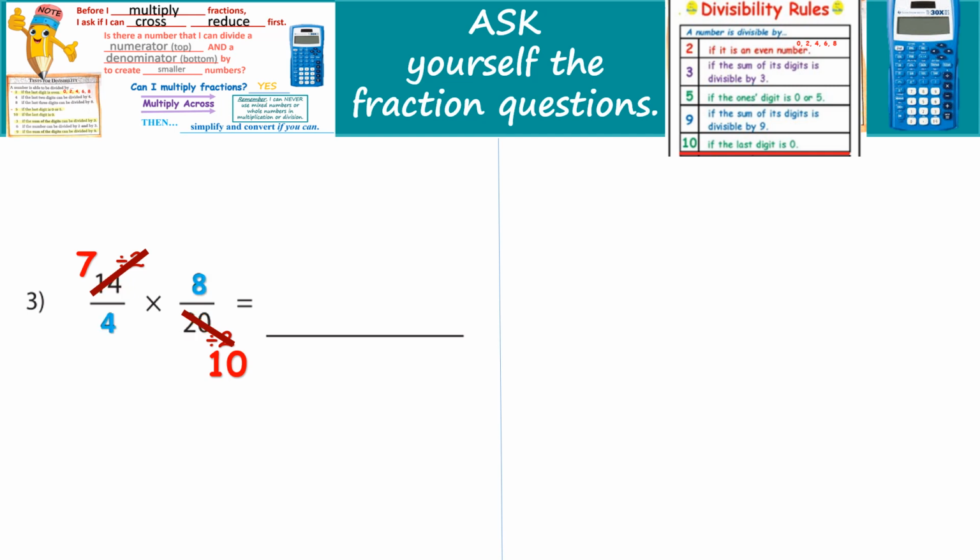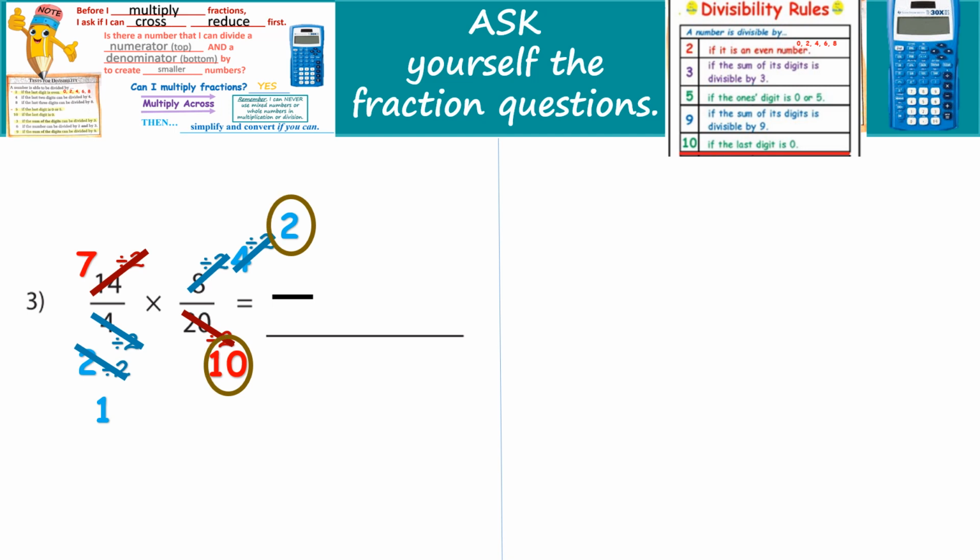All right. What about 4 and 8? Well, 2 will go into 4s. They're both even. So 2 goes into 4 2 times, and 2 goes into 8 4 times. But those are both even, so I need to reduce those by 2 again. So 2 will go into 2 1 time, and 2 will go into 4 2 times. Have I reduced as far as I can?